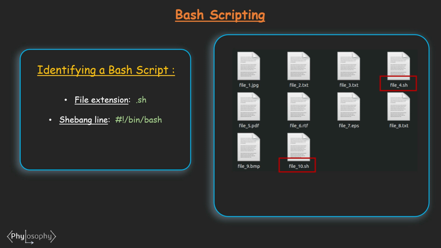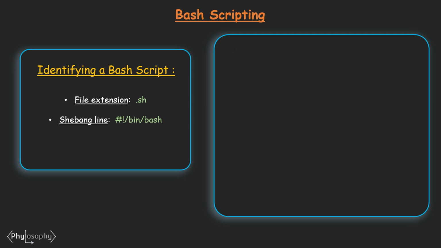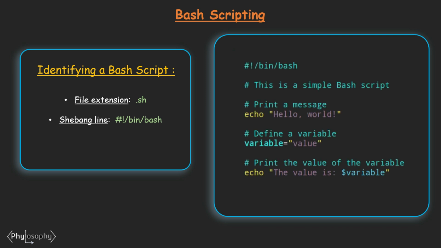Even if a script doesn't have the .sh extension, you can still identify it by looking at the first line of the bash script. Most bash scripts start with a line like #!/bin/bash. This is called a shebang line. So next time you see a file with the .sh extension or a shebang line like this, you will know that it's a bash script.